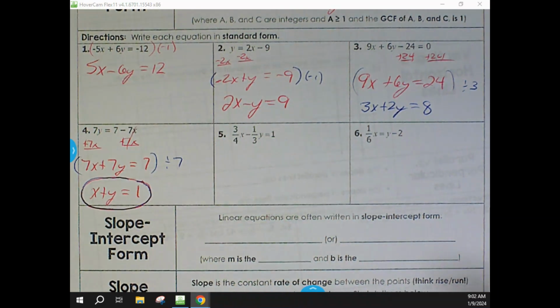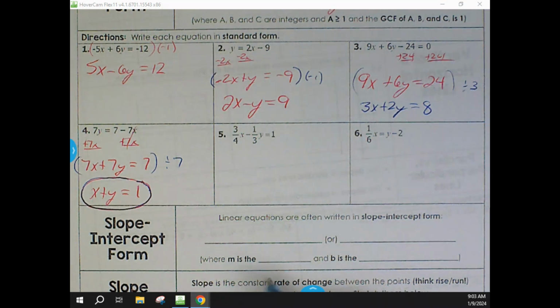All right, number 5. Here's where the fun kicks in. We've got fractions, right? And everybody loves fractions. But in this case, we're going to get rid of them. And again, this is something hopefully going back into your Algebra 1 classes, that if we're working through some things, anytime you've got an equation, you've got fractions, you can almost always get rid of those fractions to make your life a little bit easier.